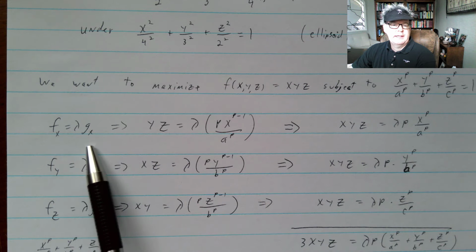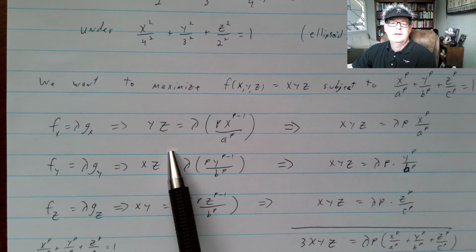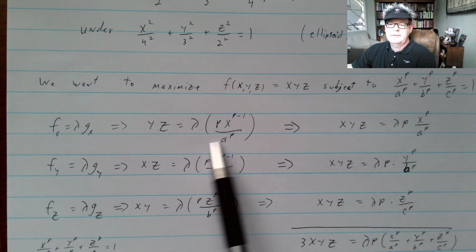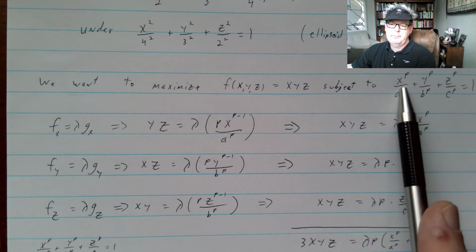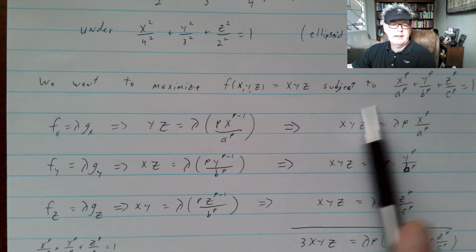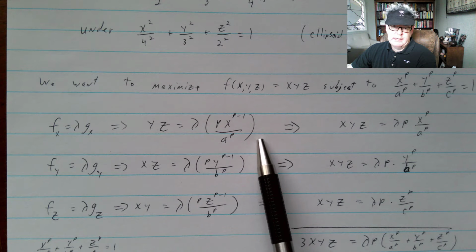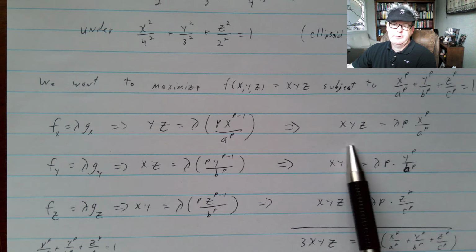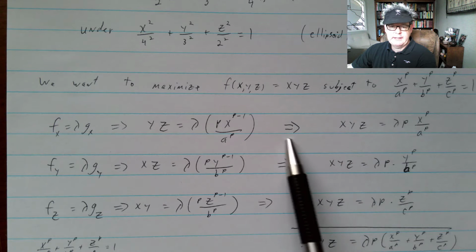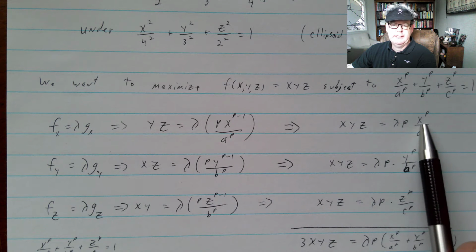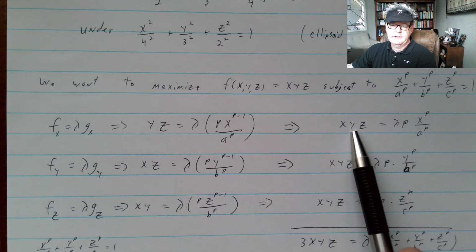f sub x equals lambda g sub x. If I take f sub x, I'll just get yz. If I take g sub x, I'll get p x to the p minus 1 divided by a to the p. And for how I'm going to solve it, I'll go ahead and look at what I'm going to do in the future. I'll multiply both sides of this equation by x, which now gives me back x to the p and xyz on the left.